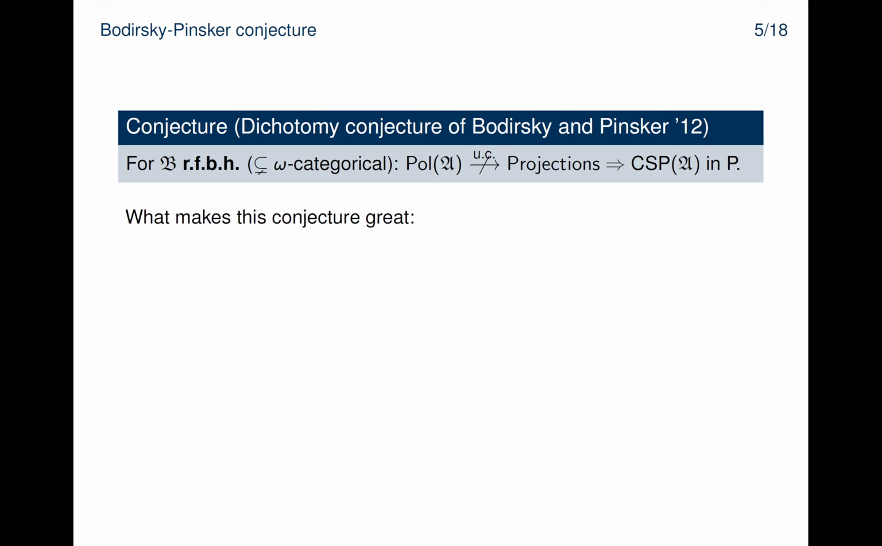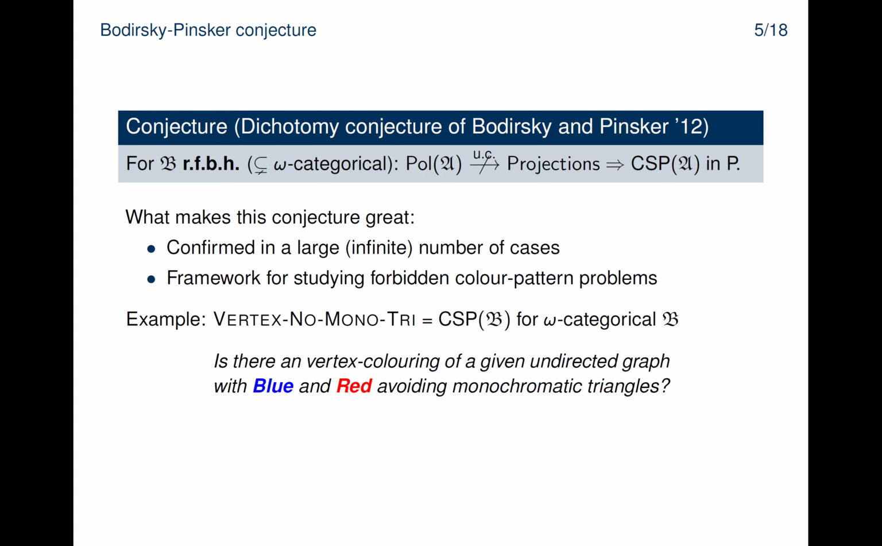So what makes this conjecture great for me personally? I mean, of course, I'm interested in this area, but it's a conjecture that has survived for very long. It has been confirmed for infinitely many cases. And it actually gives a framework for studying some very natural combinatorial problems, so-called forbidden color pattern problems. I will not give you a definition. I will just give you an example that is quite similar to the tree coloring that we've seen before.